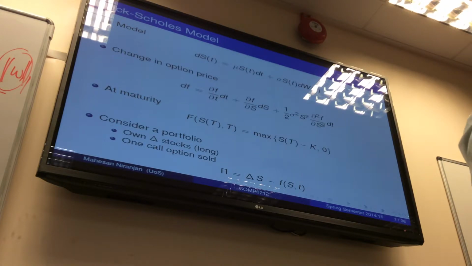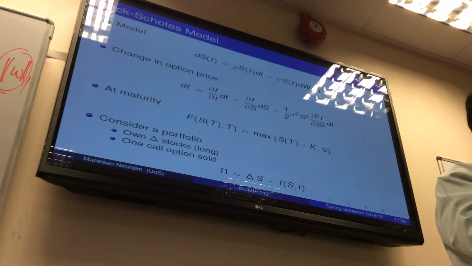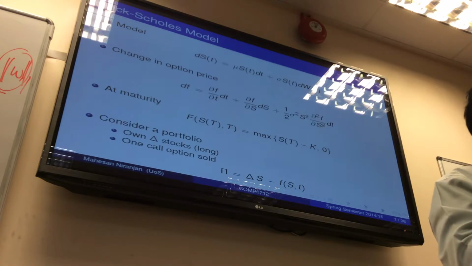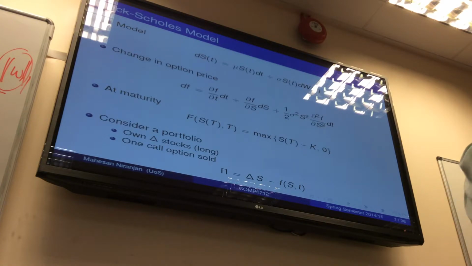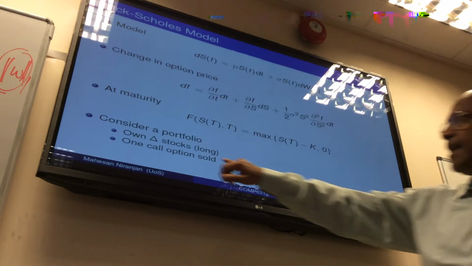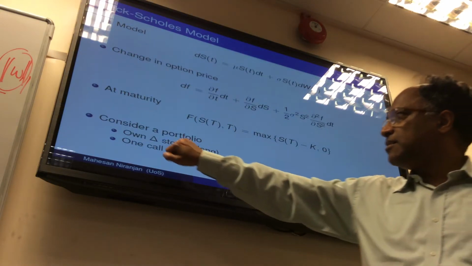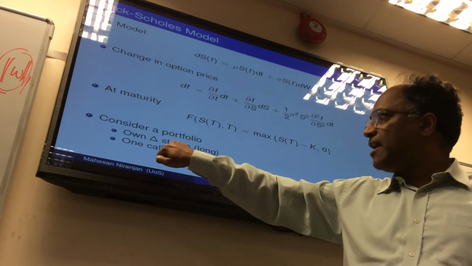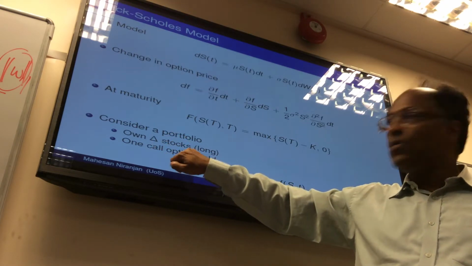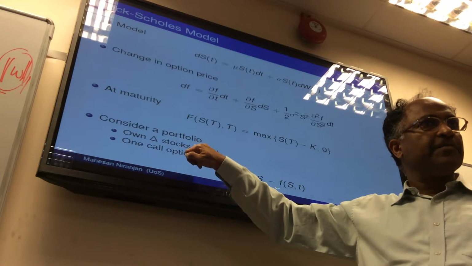So between now and time T, things are going to change. In order to service that contract, I might think I should buy one Southampton University share and hold on to it, so that at the time he exercises his contract, I can give it back to him. So we can push that argument and say, suppose I own delta stocks and I have issued one call option. What might the relationship between them be?